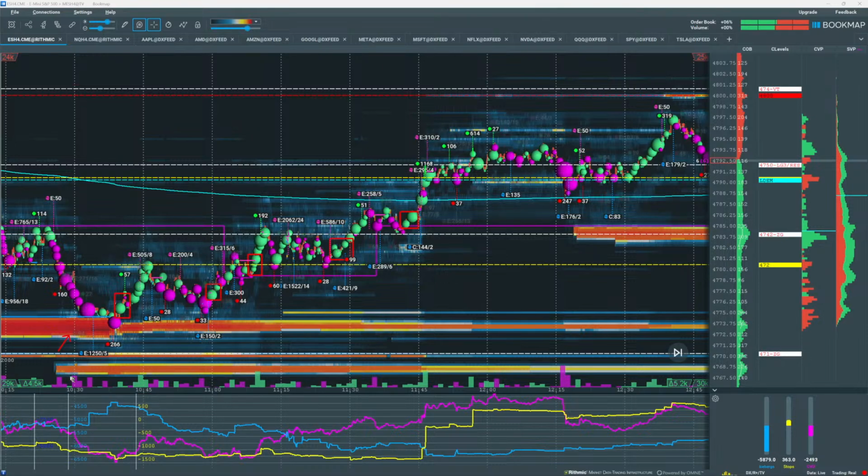Note there were large traders in here buying with iceberg orders. That's shown by this on-chart indicator as well as the sub-chart. The rising light blue line shows large traders buying with iceberg orders, and they were buying on the way down as well.